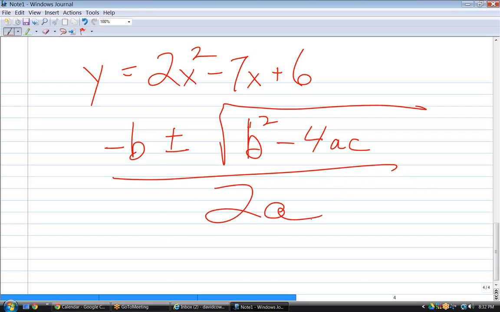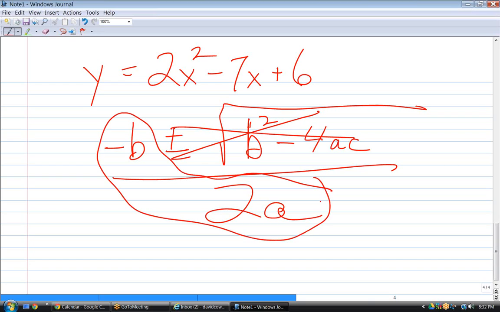If it was negative, what would it mean? Imaginary? How many? Or no real roots? 2 imaginary roots. If it's equal exactly to 0, what would it mean? 1 real root? Uh-huh. Because if it's equal to 0, that completely goes away. You lose your plus or minus, and the only answer is minus b over 2a.